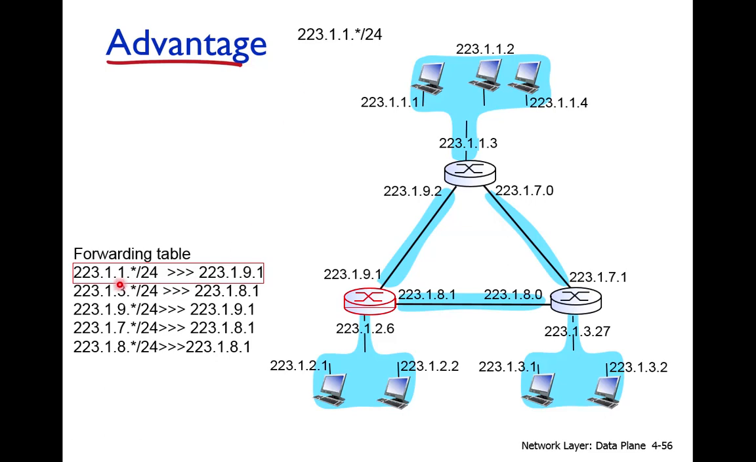As you know from prefix matching, we store the common prefix 223.1.1.*/24. This one entry represents all the hosts in this network. Suppose there are 255 hosts. We don't need 255 entries here, we need only one entry. This entry specifies the IP addresses where 223.1.1 is fixed, and the star means it is a wildcard. It can be any value: 1, 2, 3, 4, 5. So by using the common prefix, or the network part, with prefix matching we can represent all 255 hosts with one entry in the forwarding table.